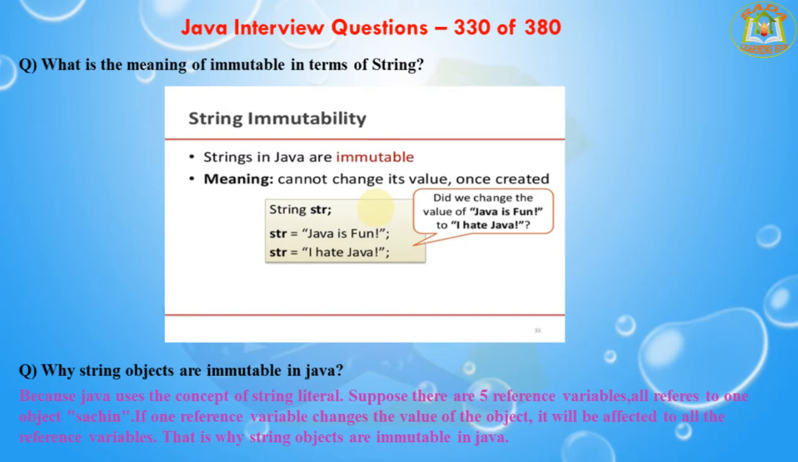The next question is, what is the meaning of immutable in terms of string? The simple meaning of immutable is unmodifiable or unchangeable. Once a string object has been created, its value cannot be changed. That type of object is called an immutable object. Strings in Java are immutable. We can't change the value once it is created.